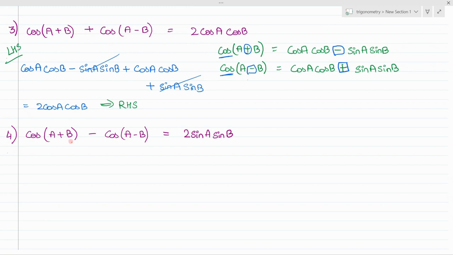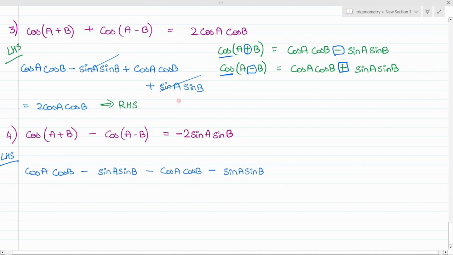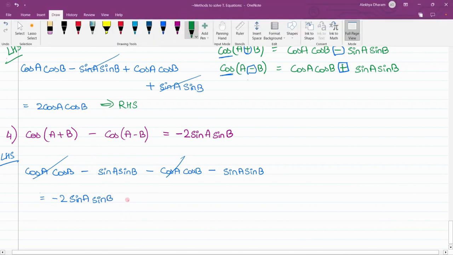The fourth one is cos of A plus B minus cos of A minus B, which is nothing but minus 2 sin A sin B. So again use these two formulas and just substitute. So LHS becomes cos A cos B minus sin A sin B. Now here minus is there, so it becomes minus cos A cos B, and minus into plus is like minus sin A sin B. Actually it should be minus over here. Now just cancel these two values. The remaining thing is minus 2 sin A sin B. So this is the required RHS.